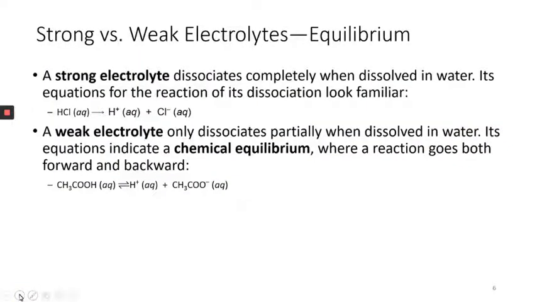So strong and weak electrolytes. So again, a strong electrolyte will dissociate completely. And how do we represent that when we're writing a chemical reaction? An arrow that goes one way.